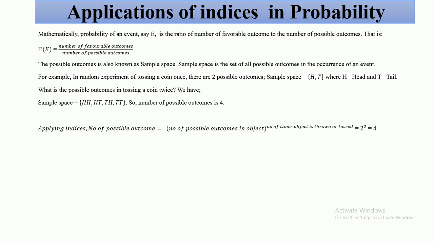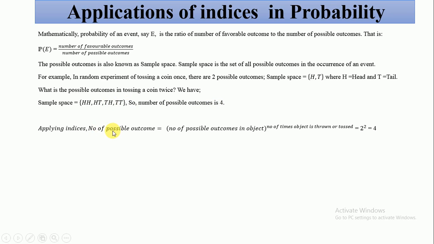For instance, in a random experiment of tossing a coin, you have 2 possible outcomes: either you have head or you have tail. What are the possible outcomes in tossing a coin twice? Either you have head, head; head, tail; tail, head; and tail, tail. So the number of possible outcomes is 4.